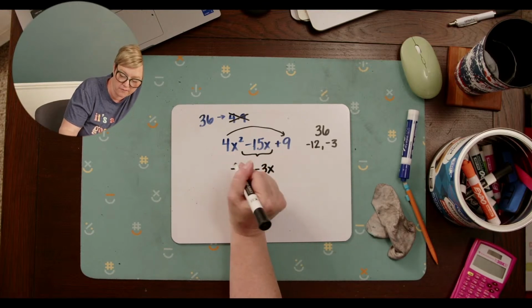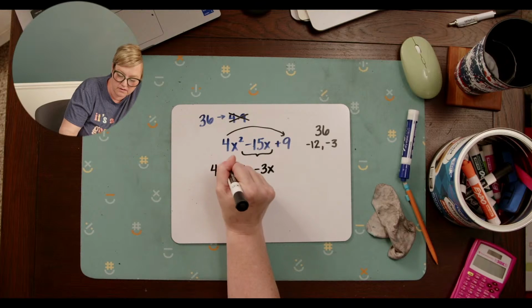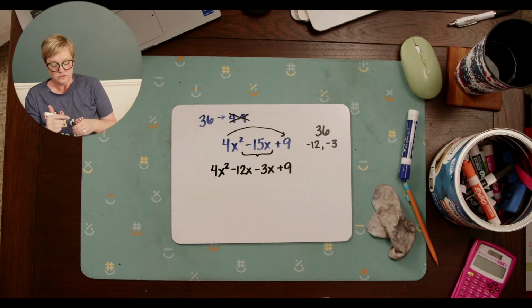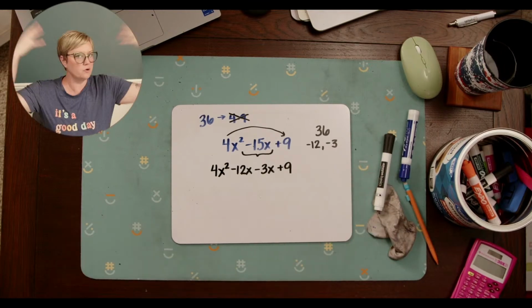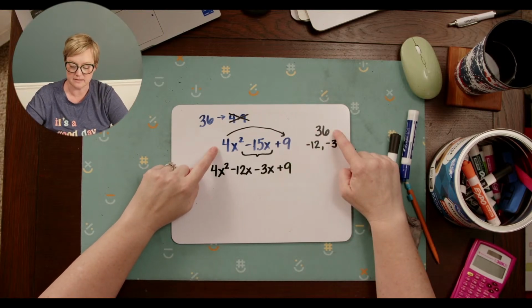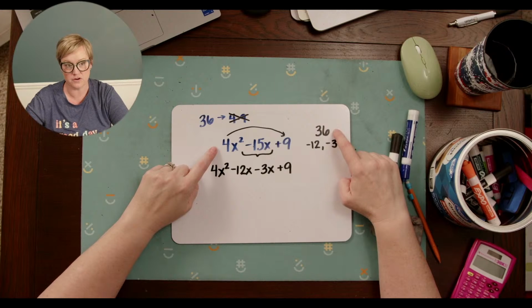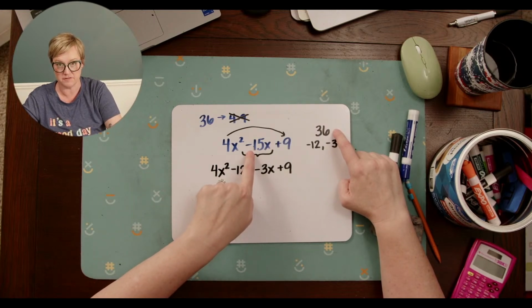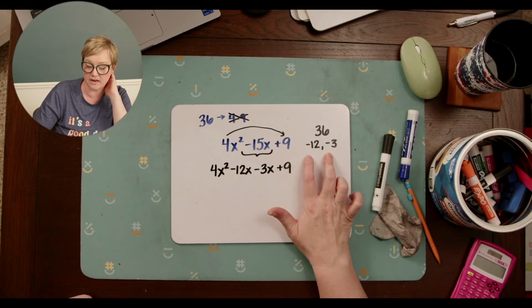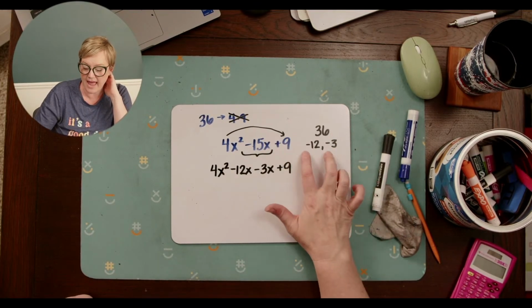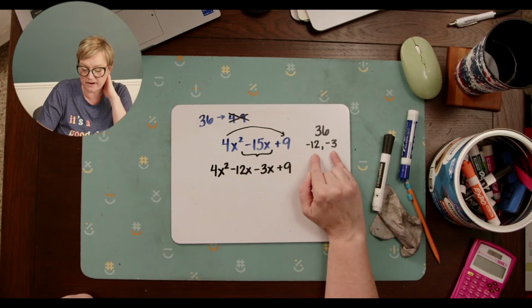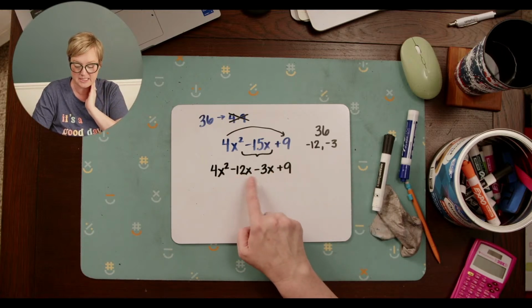So now I've got 4x squared, and I've got plus 9. Here's what I did, let's do a recap. AC method: I do 4 times 9, which is 36. I need to find two factors of 36 that add to negative 15. That would be negative 12 and negative 3, because if I multiply two negatives together, it makes a positive, and if I add them, it makes a negative. So then I take this negative 12 and negative 3, and I split that middle term.